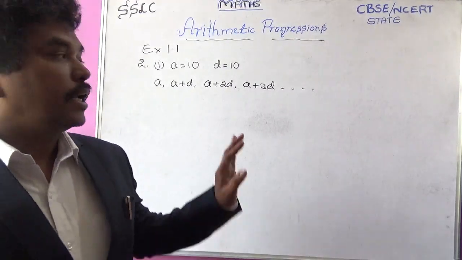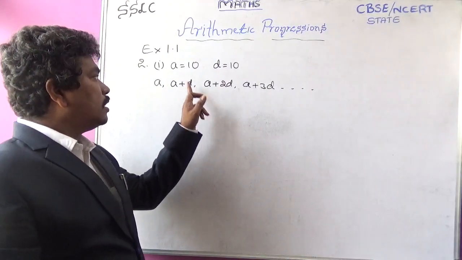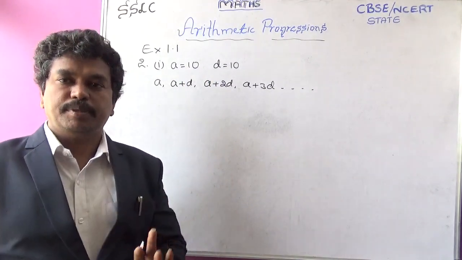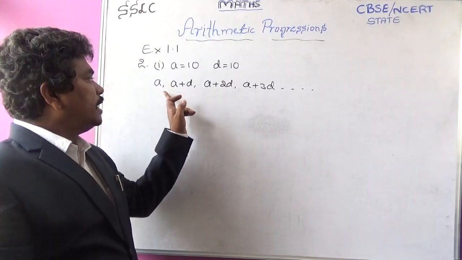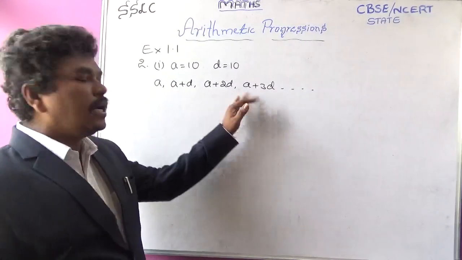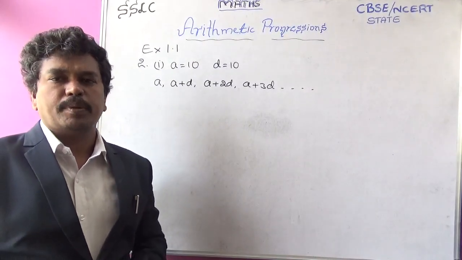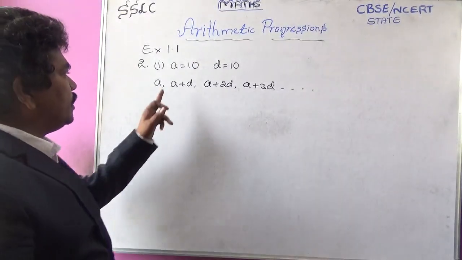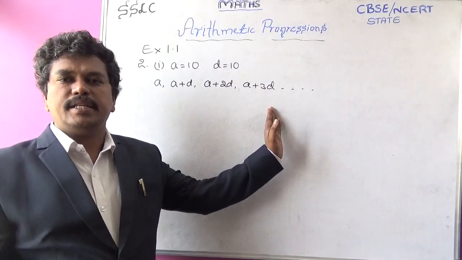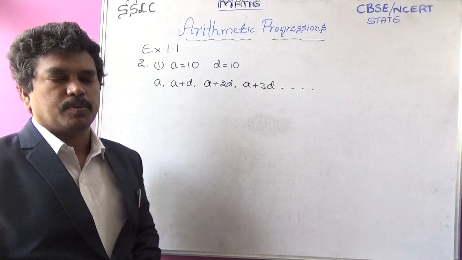Students, you have to learn how to write the arithmetic progression when we know the values of A and D. At the end of the 3 marks and 4 marks problems, you have to write the arithmetic progression here, so you have to practice this. With the given A equal to 10 and D equal to 10, you substitute the values of A and D in this, and you get the arithmetic progression.